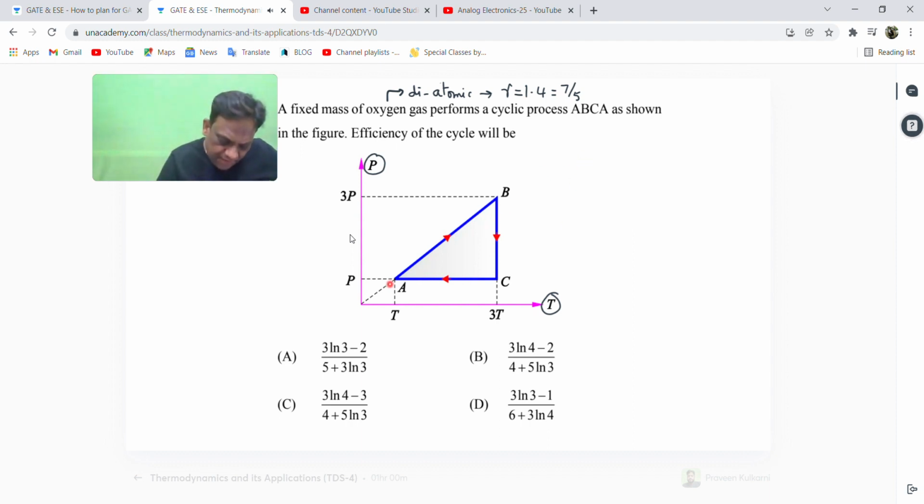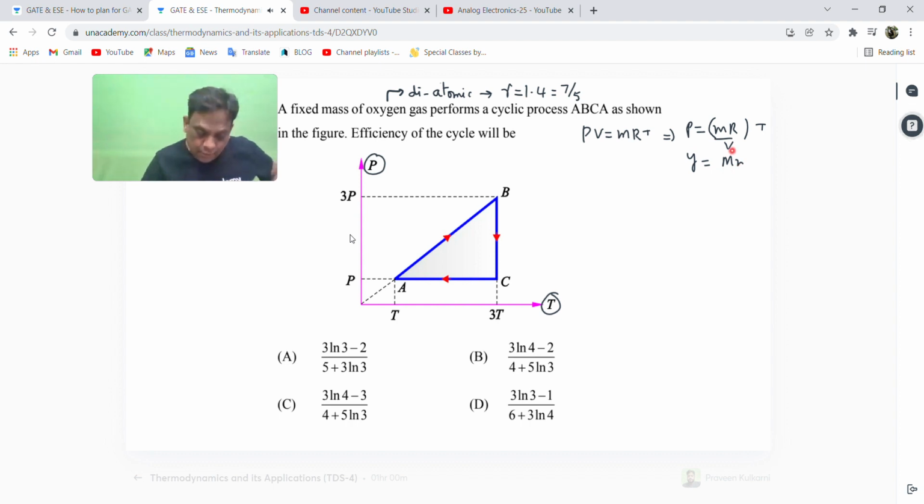Can anyone identify what is AB process? अगर कोई identify करेंगे तो I'll give one chocolate. What is AB process? PV is equal to MRT or P is equal to MR by V into T. It is something like Y is equal to MX, where M is slope. इधर देखो, pressure is on y-axis, temperature is on x-axis. So slope is equal to, Y is equal to MX, MR by V.